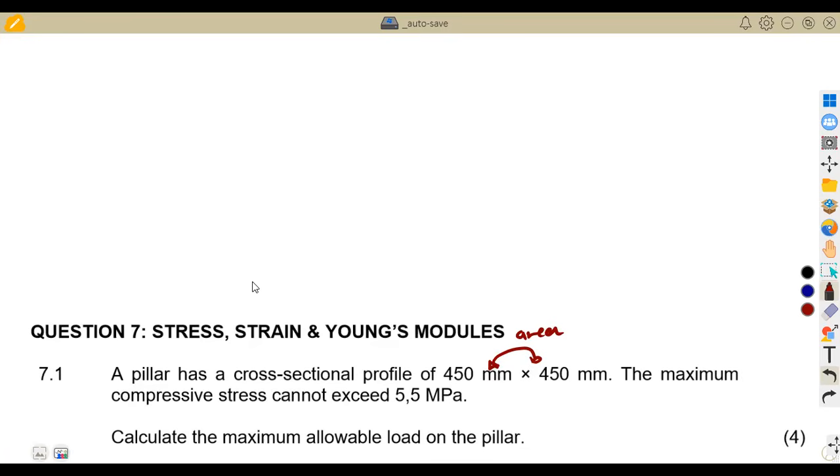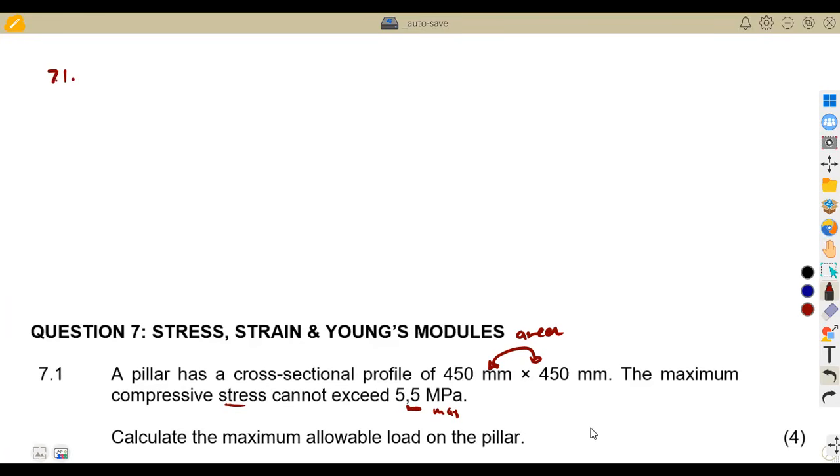All right. Also, we are given that the maximum compressive stress cannot exceed, meaning to say the maximum that we can have, it cannot exceed this. So this is the maximum stress that you're given. The question is to calculate the maximum allowable load on the pillar. Definitely, for us to have the maximum allowable, we must use the maximum value of the stress. So that is the information that you're given.